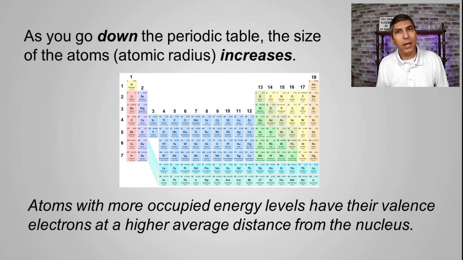have their valence electrons on average farther away from the nucleus. Now, if it helps, think about the stadium model of the atom that we looked at in the very beginning of this chapter. You might remember that we said that an atom can be visualized as like a stadium. I know it doesn't look like that, but that's just a way to help us visualize it. If you have a stadium that has two levels, it's a lot smaller than a stadium that has 6 levels. Well, that's basically what we have here. Lithium has 2 occupied energy levels, whereas cesium has 6 occupied energy levels. It makes sense that the atom with 6 is going to be larger than the atom with just 2. So as we go down the periodic table, the size, the atomic radius, increases.